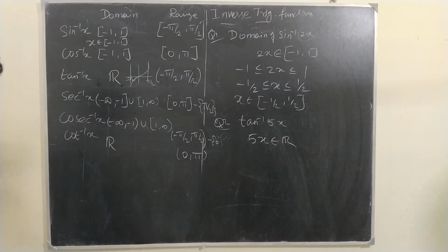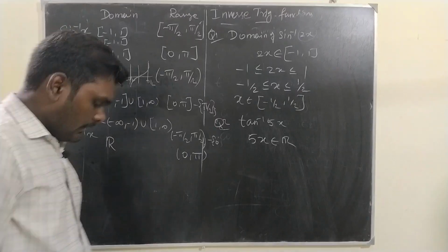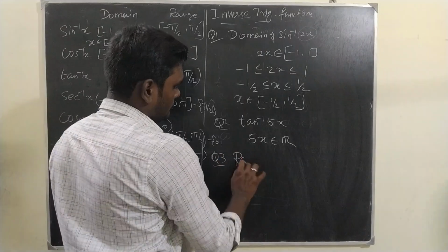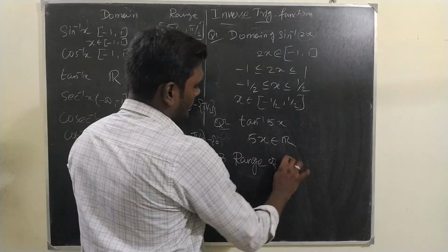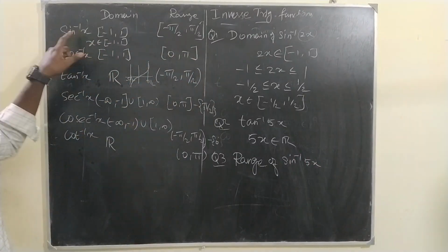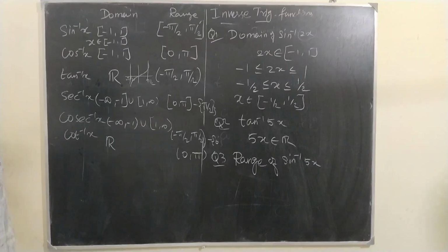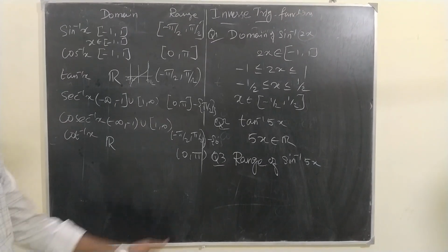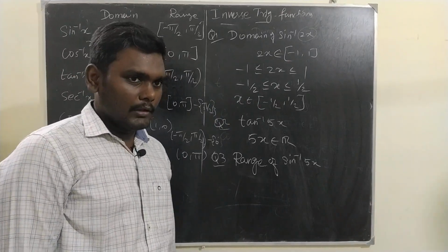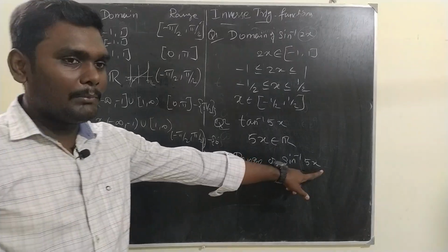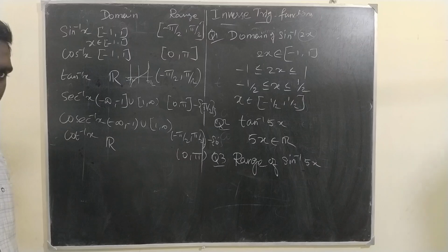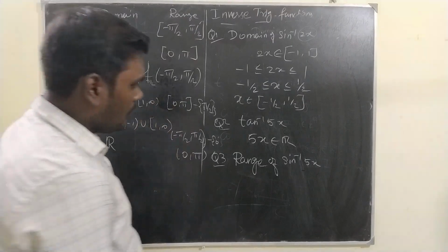And then look at the 8th question: range of sine inverse of 5x. What is the range of sine inverse of x? The same applies for sine inverse of 5x also, because whether it is multiplied or not, everything comes inside this minus 1 to 1. So the range is again the same.